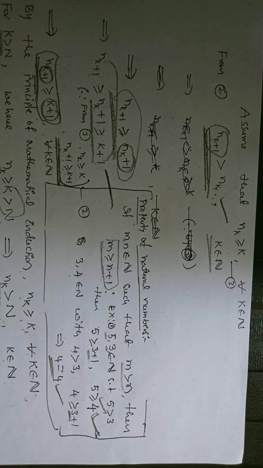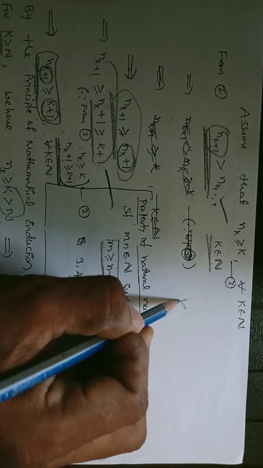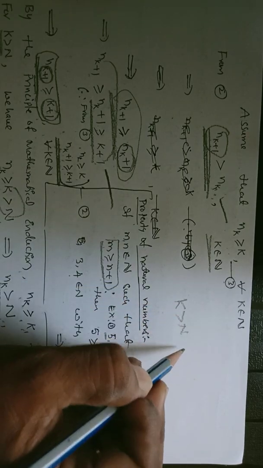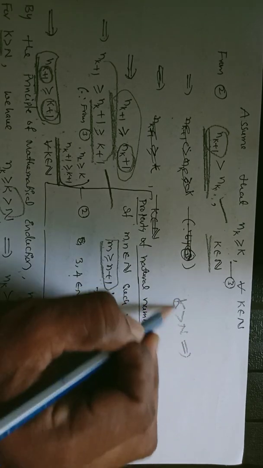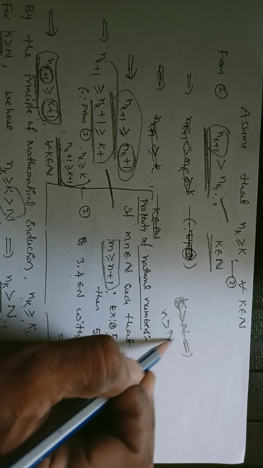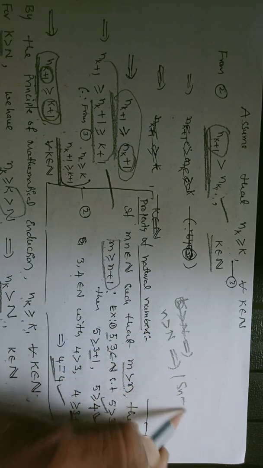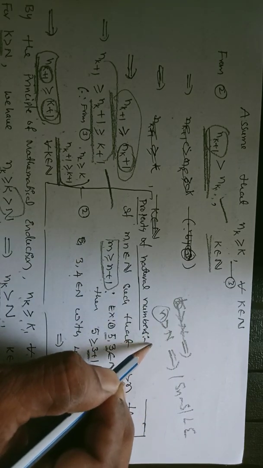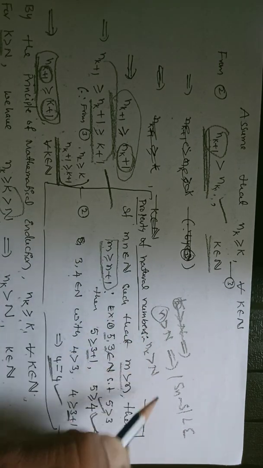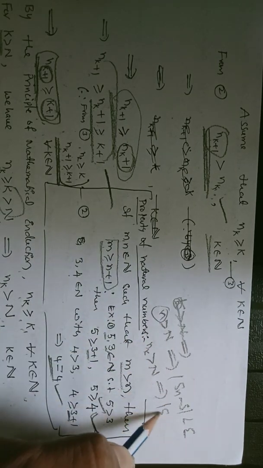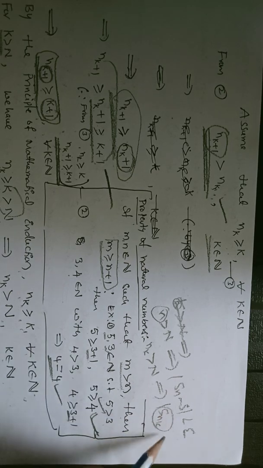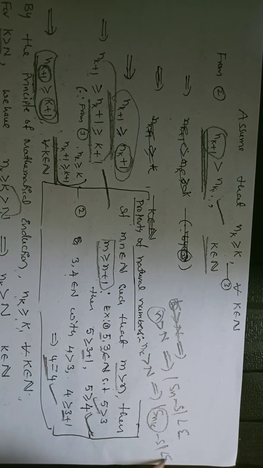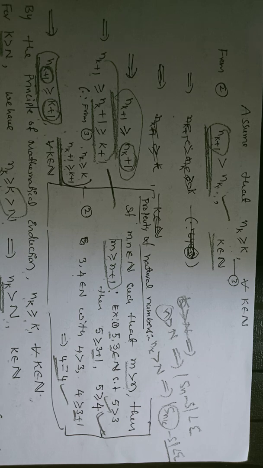From equation 1, what is the condition? For k greater than n, if small n is greater than capital N, then |S_n minus S| is less than epsilon. Here, instead of n, we have n_k greater than capital N, but I am writing the modulus of the subsequence, |S_nk minus S|, is less than epsilon.